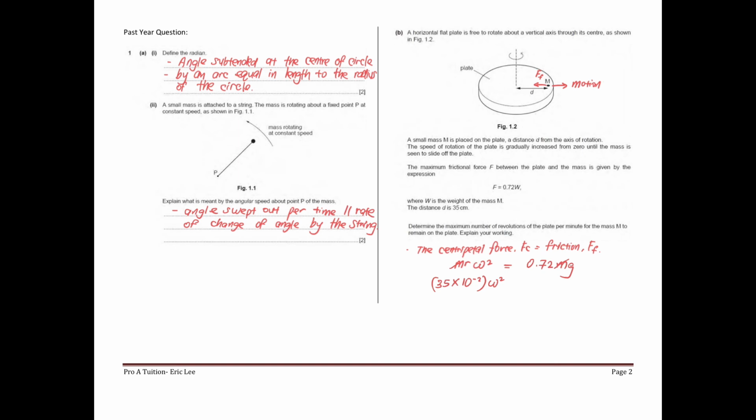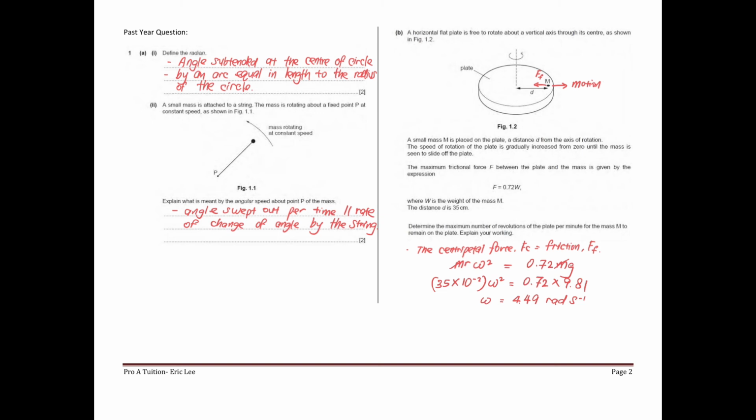Omega square is the unknown. We have to find omega in this case. So 0.72 on the right, the g is 9.81. So we can get omega by pressing the calculator, and you will get 4.49 radian per second. So this is the angular velocity.